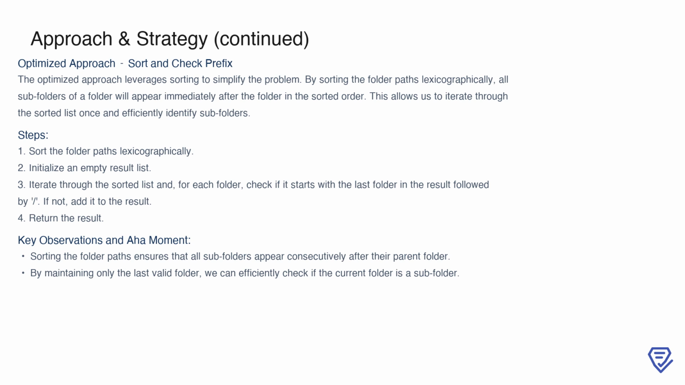The process involves first sorting the folder paths, then iterating through the sorted list. We maintain a result list and, for each folder, check if it starts with the last folder in the result followed by a trailing slash. If it doesn't, we add it to the result.